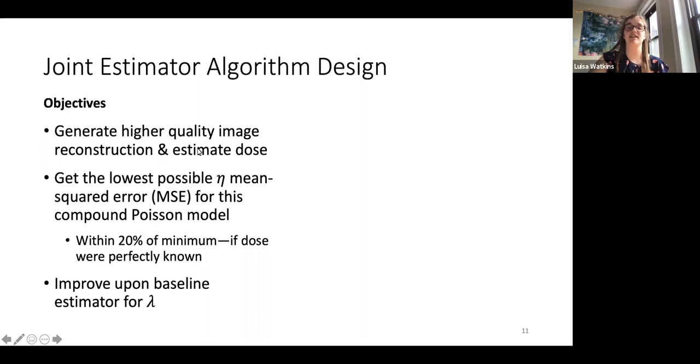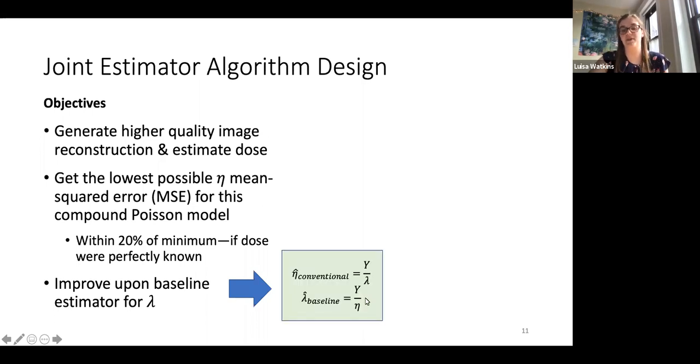And then in terms of estimating the dose, this is actually a novelty. This hasn't really been done before, but I'm just trying to improve upon the baseline estimator for the dose lambda, which I'm comparing against one that I've come up with that's analogous to the conventional estimator that I mentioned previously, which is just flipping around this fraction, a quick and easy way to get a lambda estimate.